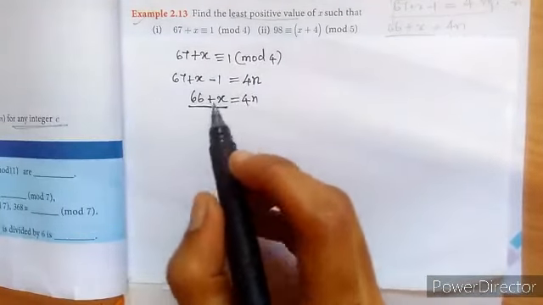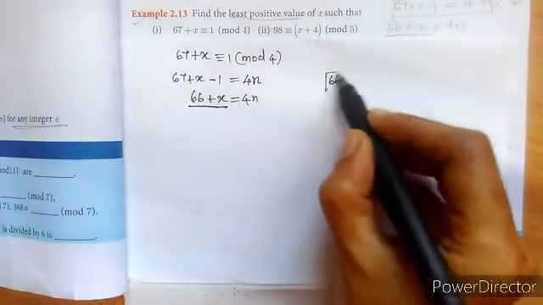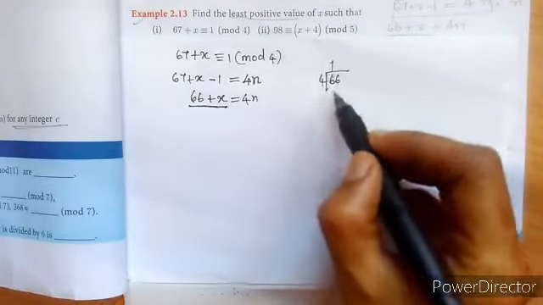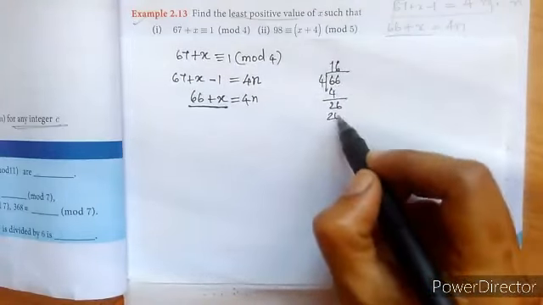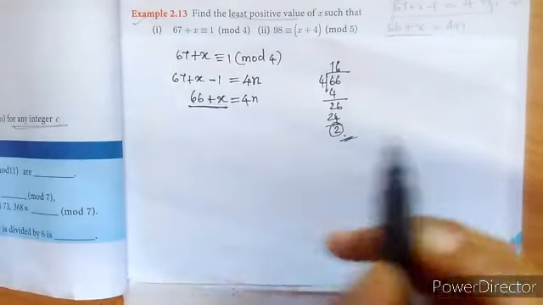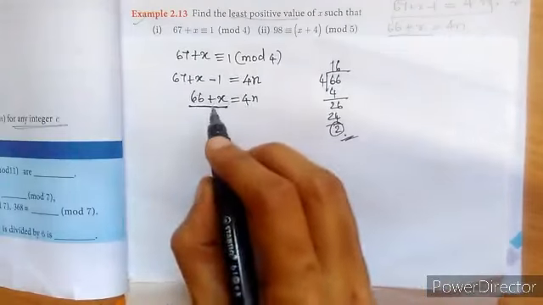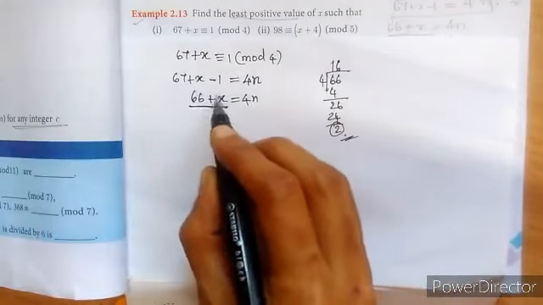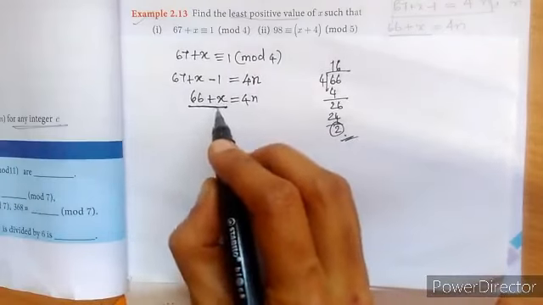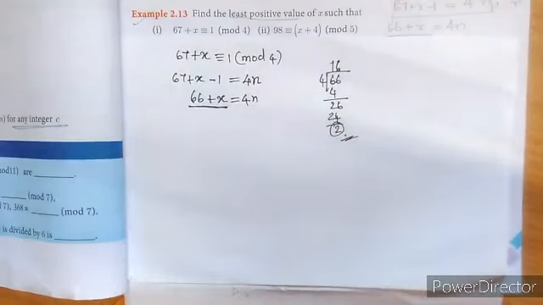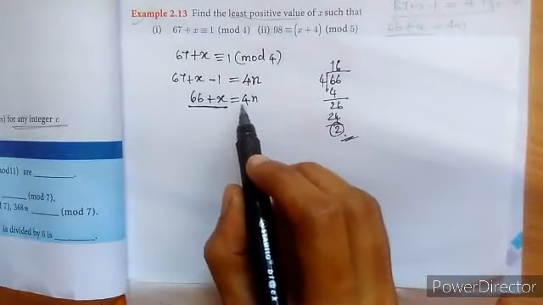So, let us check such possibilities. 66 is divided by 4 or not? 1 4 is 4, remaining 2, 6. 6 4s are 24, remaining 2. So, there is a remainder. So, 66 is not divisible by 4. Next, check 66 plus 1. Take the value for x as 1. So, 66 plus 1 is 67. It is an odd number. It is not divisible by 4, isn't it?